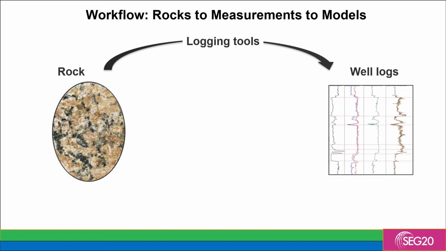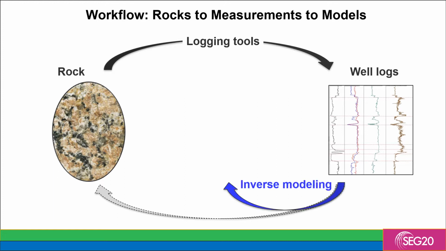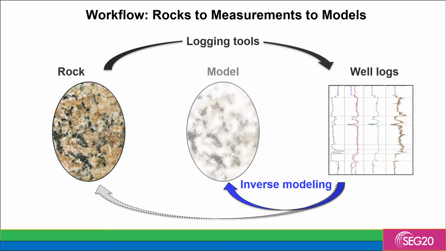So what do we do with these logs? Well, ideally, we would like to use them to recreate the original picture, but this is an impossible goal for a variety of reasons. So we settle for a less ambitious goal. We make different assumptions about how measurements, minerals, and fluids in the rock relate to one another, and based on these assumptions, we perform inverse modeling. The result is a model of the rock that is typically a fuzzy version of the reality.